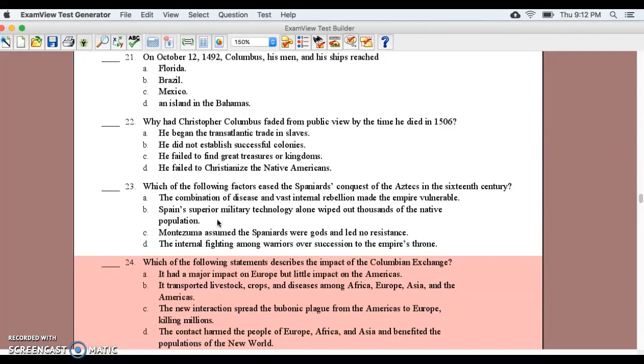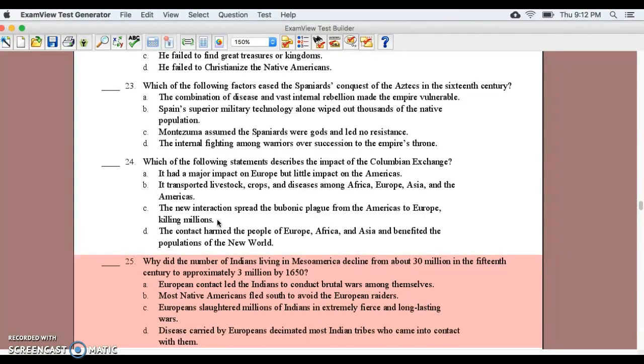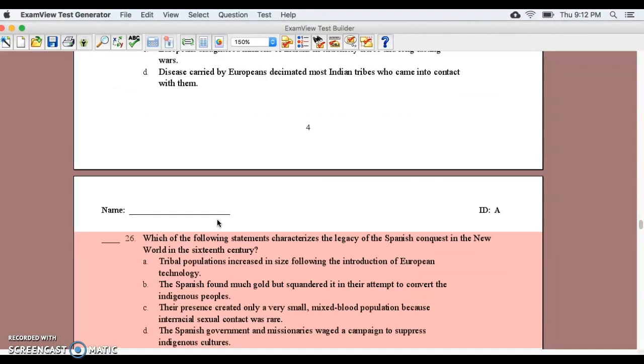Well, the Columbian Exchange is, I would argue, one of the most important Key Period 1 elements that you need to know in detail. So look at the map in the book, review the section on the Columbian Exchange, watch the review videos that exist online, guys. You have to understand the Columbian Exchange. Why did the number of Indians living in Mesoamerica decline from about 30 million in the 15th century to approximately 3 million in 1650? Yeah, that's pretty straightforward.